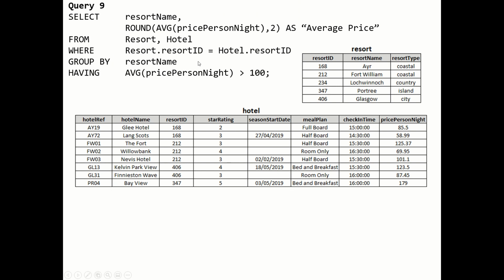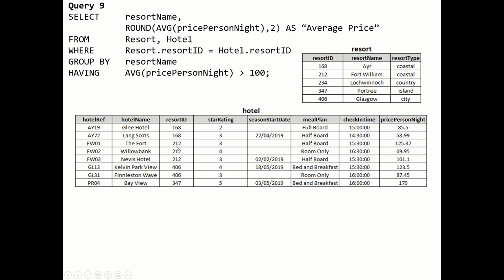Again, no criteria, not very interesting examples they've given us, but anyway, no criteria other than an equijoin. So as we build up the result set initially, it's just going to be each row from the hotel table linked with the relevant data from resort ID. So the first one linked with Ayr and coastal, and the next one Ayr and coastal, and the next one Fort William and coastal, and so on.